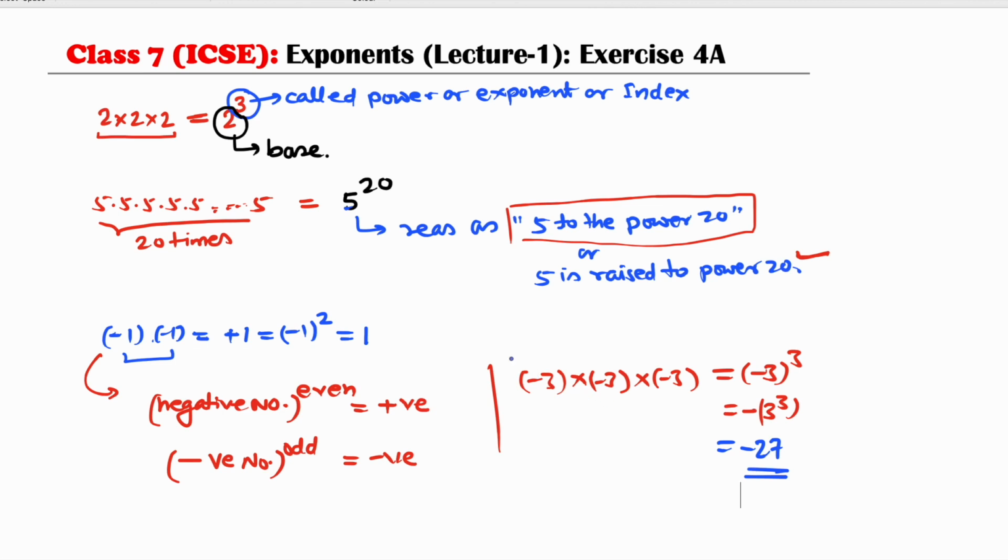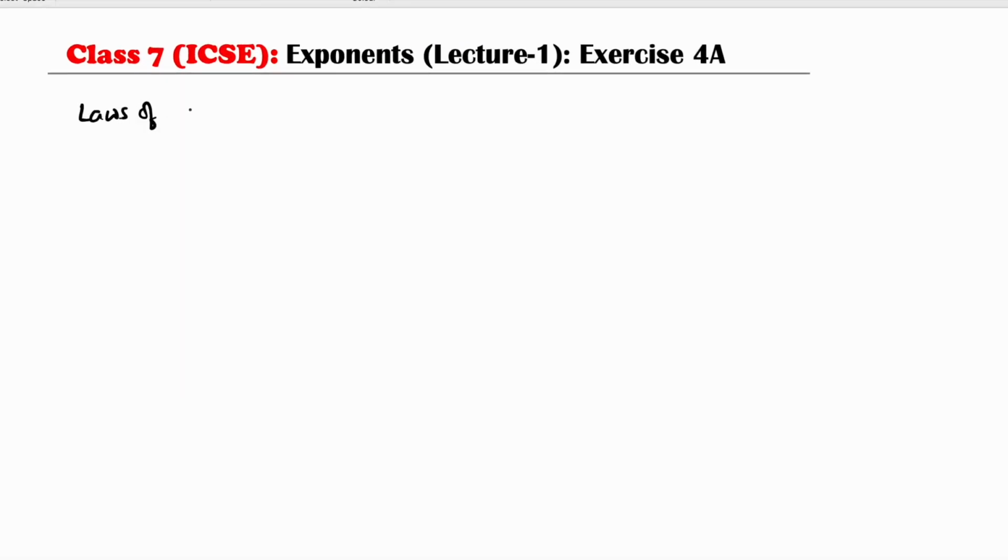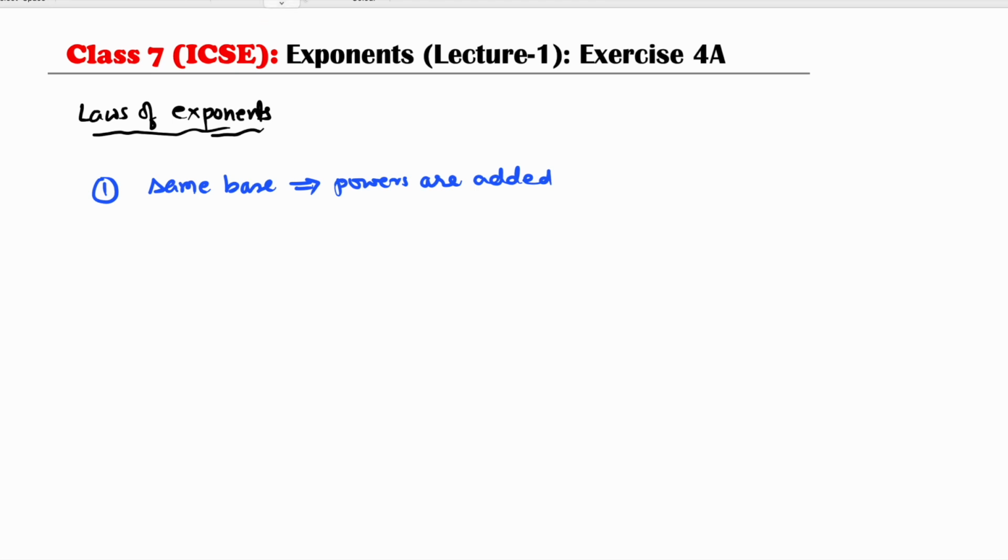Let's do some laws of the exponents and powers. Laws of exponents. What are the laws? The first one is: suppose the base is the same, powers are added. If we use the same base, suppose we have written a to the power m into a to the power n. So here the base is a and the powers are m and n. So what do we write? We write a to the power m plus n.